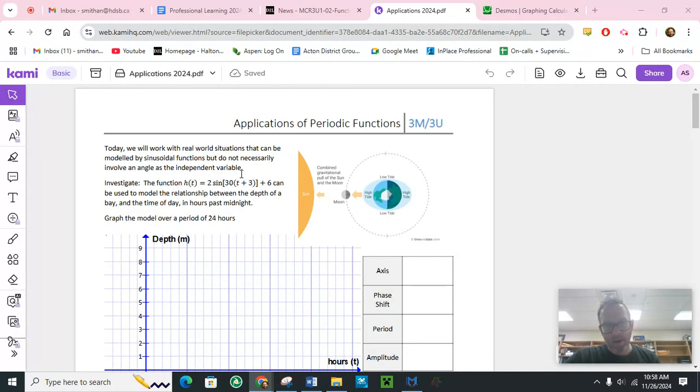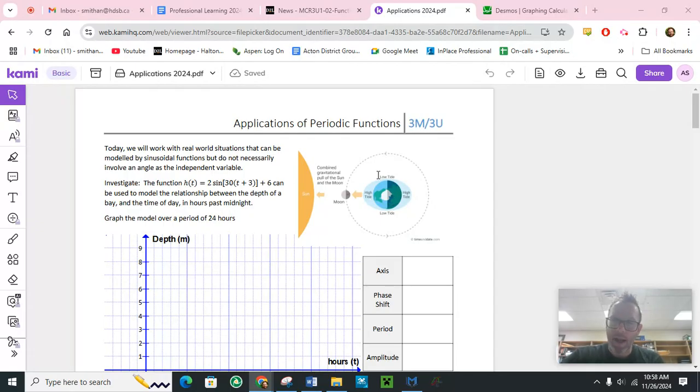So yeah, today we've done a lot with periodic functions. We've looked at the kinds of equations that make periodic functions, like the sine function and cosine function, and we've made transformations of those functions, and we've got practice graphing them and determining equations from a graph. And today we're going to do those things, but with an application focus.